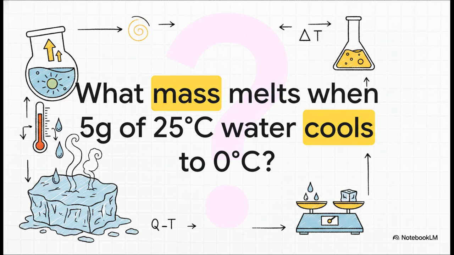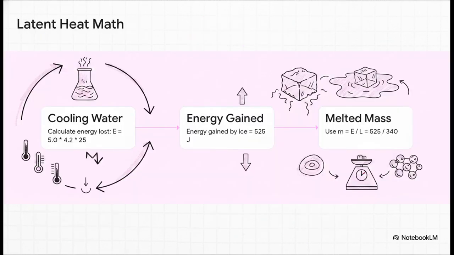We're given water's specific heat capacity at 4.2, and the latent heat of fusion for the ice is 340 joules per gram. Let's walk through the logic step by step. Remember, energy can't just disappear. The exact amount of energy our warm water loses has to equal the energy the ice absorbs to melt. It's a one-to-one trade. Step 1, let's find that lost energy.